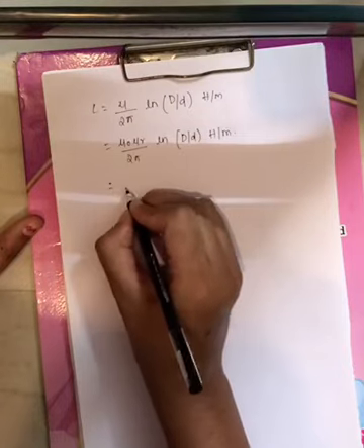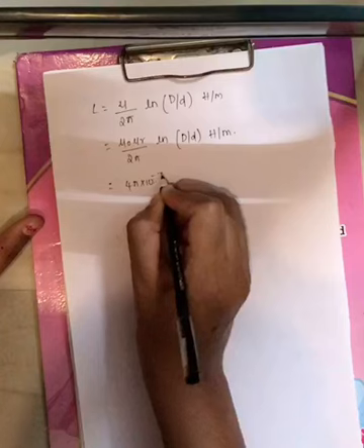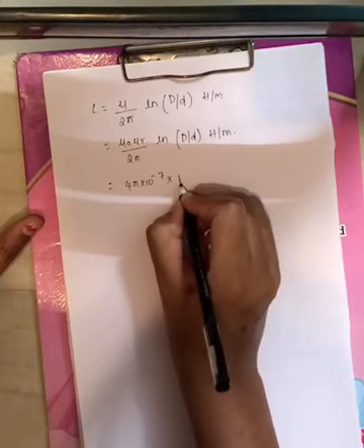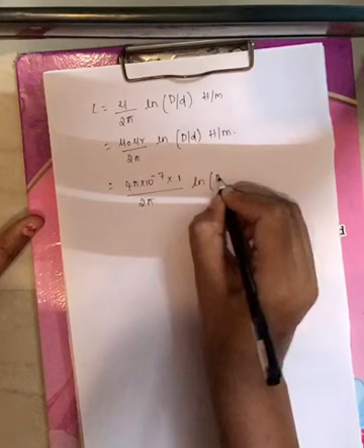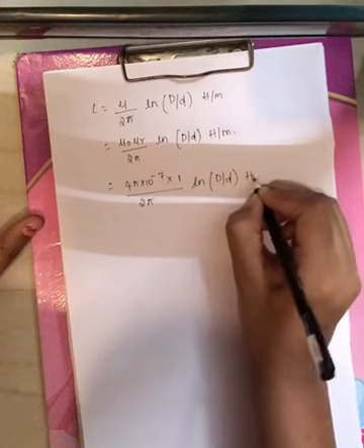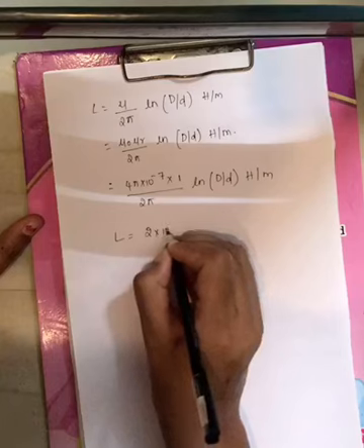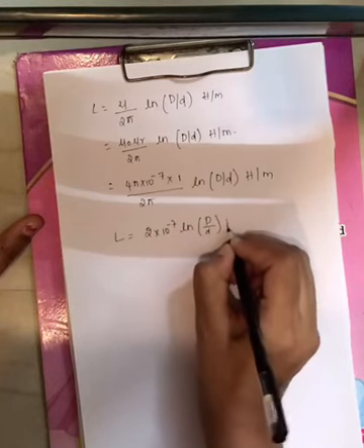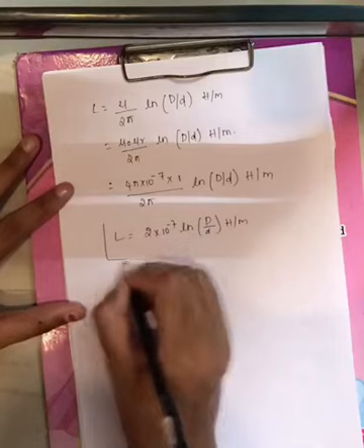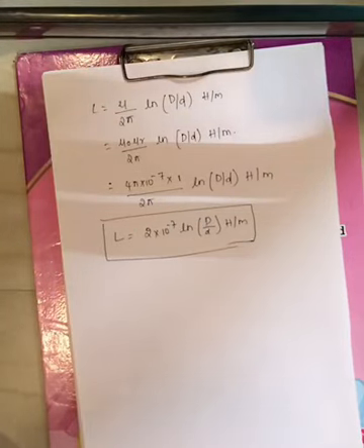Now mu r is 1. What is mu naught? 4 pi into 10 power minus 7 into 1, divided by 2 pi into ln of D by d Henry per meter. If you solve this, L you will get as 2 into 10 power minus 7 ln of D by d Henry per meter. This is the final value of inductance per unit length of a coaxial cable.